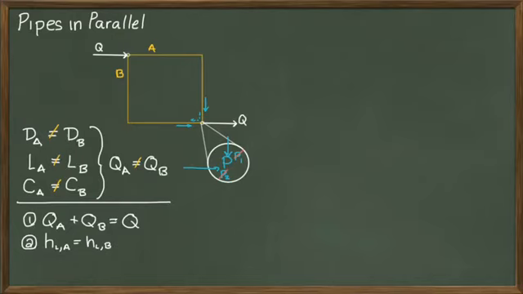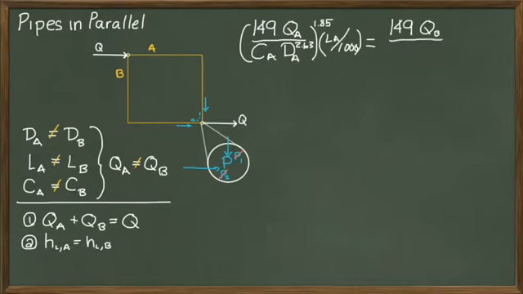Calculating the head loss, we can use one of the head loss formulae previously covered. In this case, I will use the Hazen-Williams equation. Because the head loss in A is equal to the head losses in B, we can set the 2 head loss calculations equal to each other.